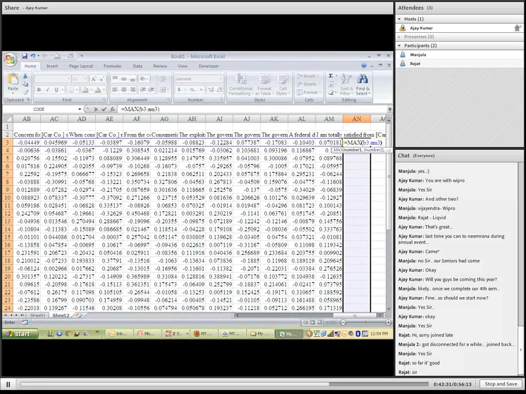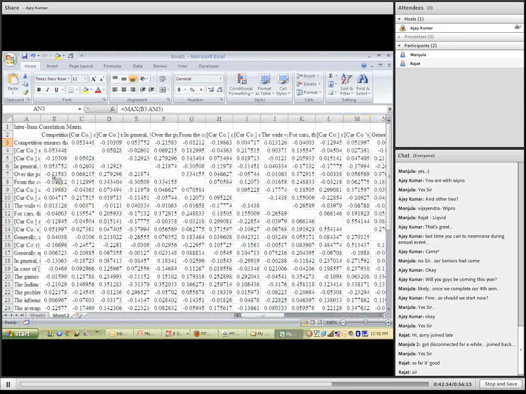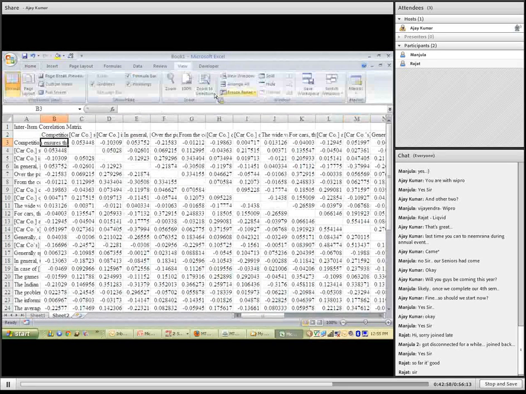So I have selected the entire row, which essentially would give me the maximum value of this correlation. And let's get it for everyone. So this value of 0.07 is nothing, but what does it mean? This means this correlation of 0.07 is the maximum for this statement. Now let me freeze this so that we can actually know what we are talking about.